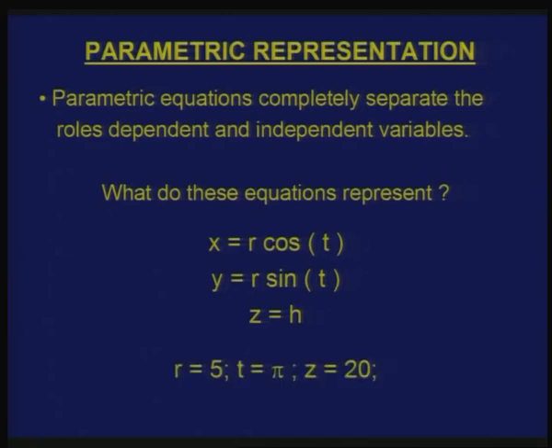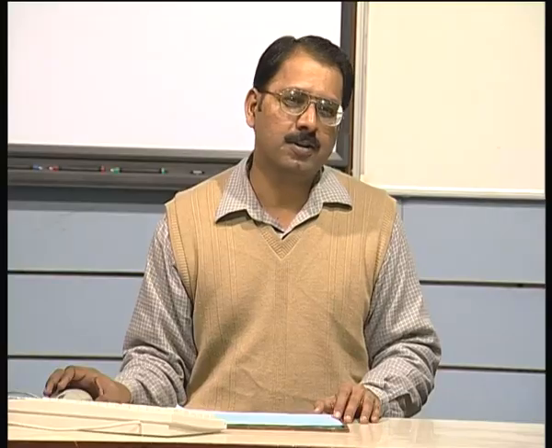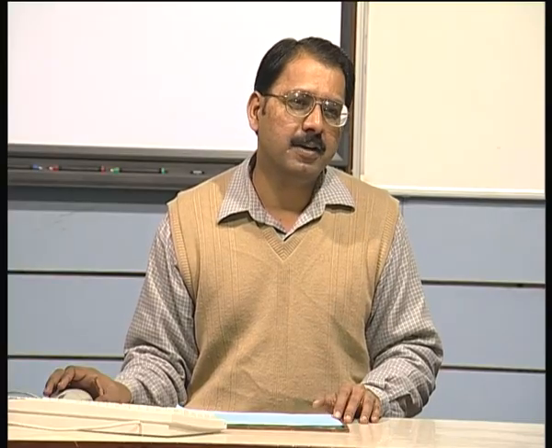Another very interesting aspect of these independent variables is that the equation given for a geometric entity can be extended to higher dimensions very easily. Like, given x is equal to r cos t, y is equal to r sin t, z is equal to h, what do they represent? What geometric entity? Somebody may say it is a cylinder, or no, it is a circle, or no, it is a solid cylinder. I would say it can be anything.